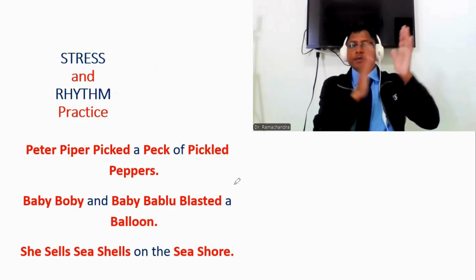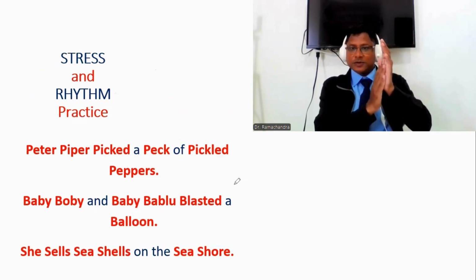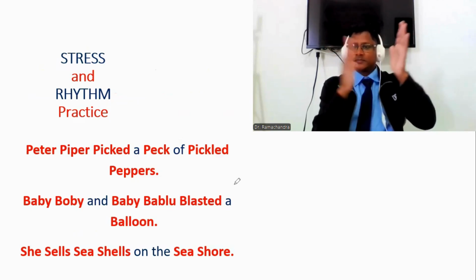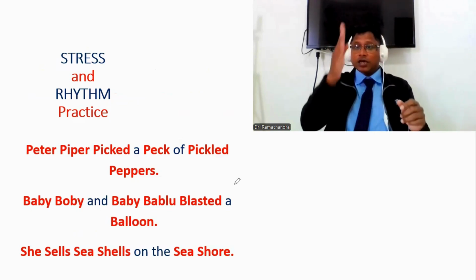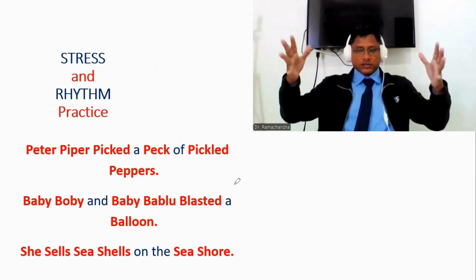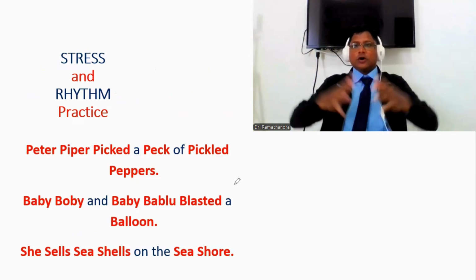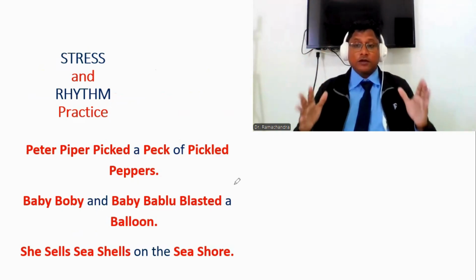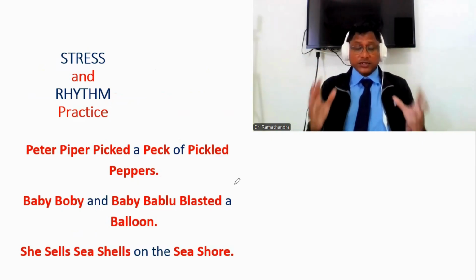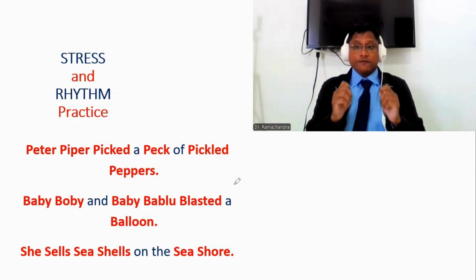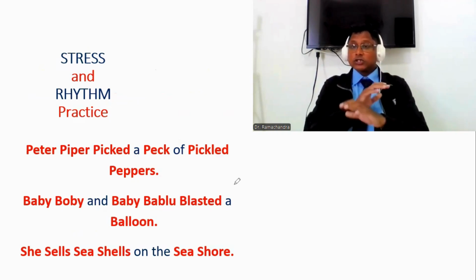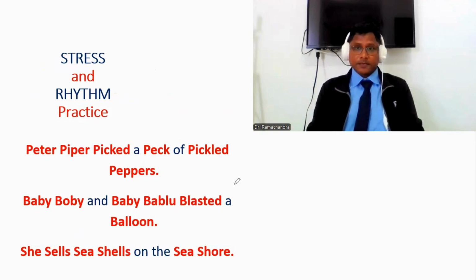Baby Bob and Baby Bubble blasted a balloon. Look at that, the same. The same equal intervals of time. It is a short sentence or long sentence, but you have to follow the rhythm of English. Most of the time, this suprasegmental feature is not taught in the classrooms. And you have to practice all these suprasegmental features to get intelligibility around the world.